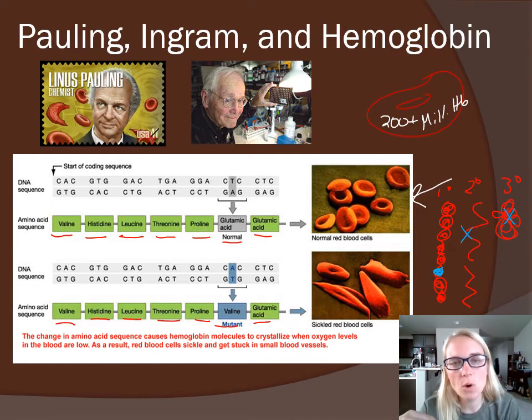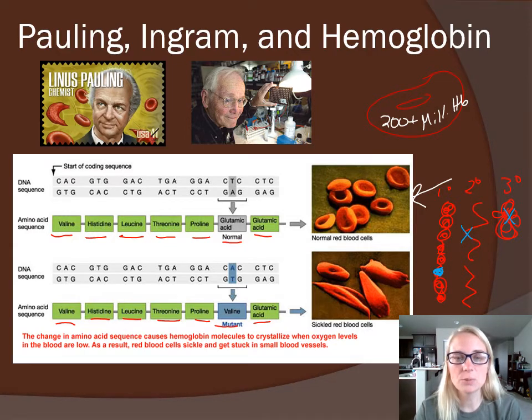Now, it's not just one, it is every single hemoglobin molecule in every single red blood cell. So for individuals with sickle cell anemia, it's one mistake, changing one amino acid, that changes the structure of the entire protein, which changes the function of the entire protein. So here's that structure and function relationship again.